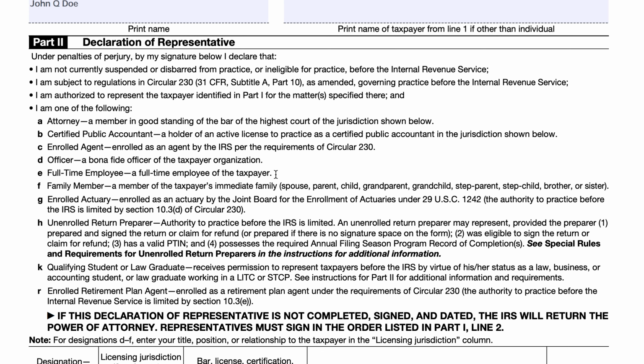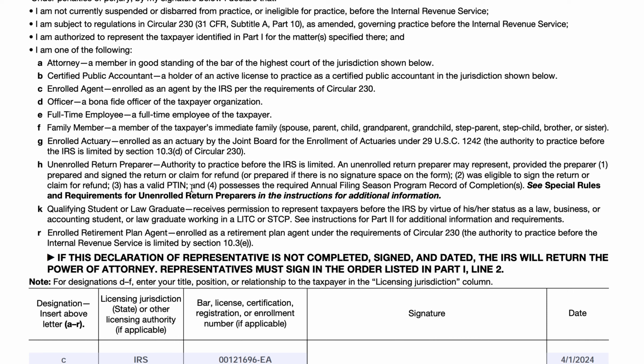Enrolled actuaries, you're probably never going to see this unless you specifically work with actuaries. Unenrolled return preparer. So if you went to someone who's not a CPA, they're a tax preparer, then that person can represent you on tax returns that they prepared and signed, or if they weren't able to sign it, then they prepared it for you. If they're eligible to sign the return, if they have a PTIN, and they're not a ghost tax return preparer.